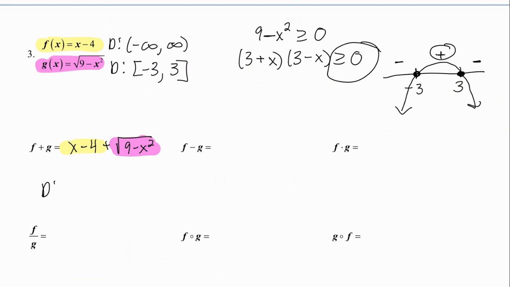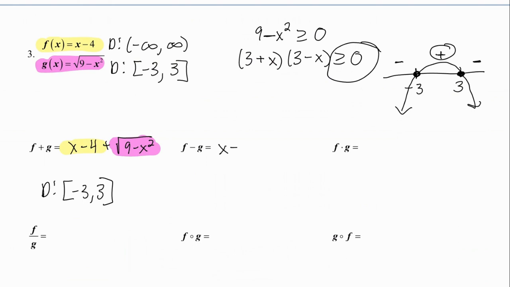But then we have to think about domain. For domain, it has to be the most restricted domain possible. And between these two, the most restrictive domain is going to be the bottom one, because the other one is just negative infinity to infinity, whereas this one actually has some restrictions going on. So our domain for this is going to be negative 3 to 3, because that is the more restricted of the two.